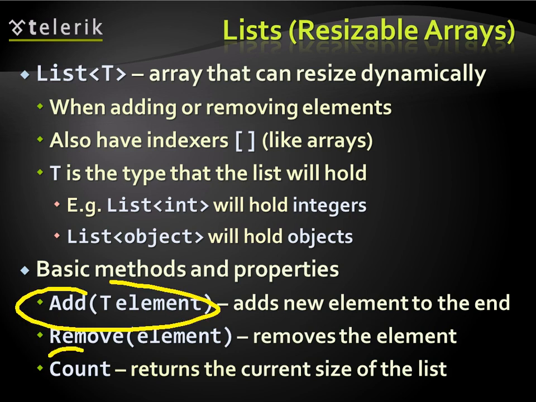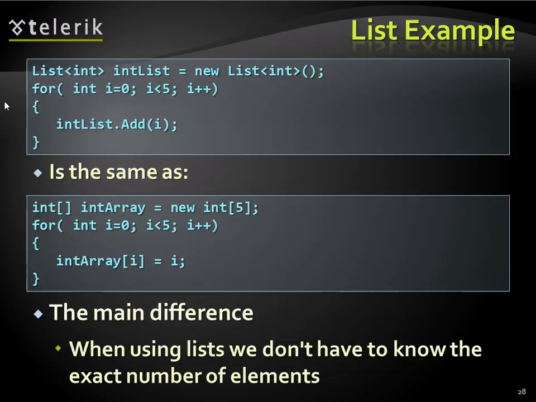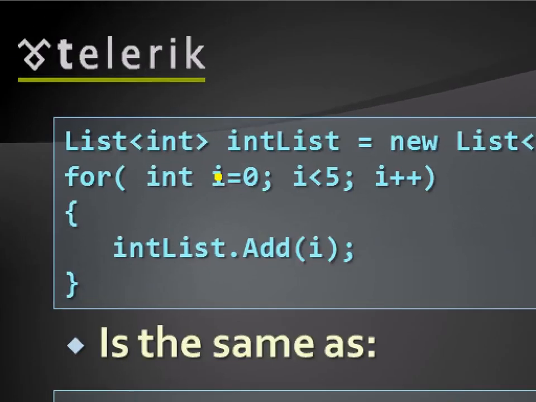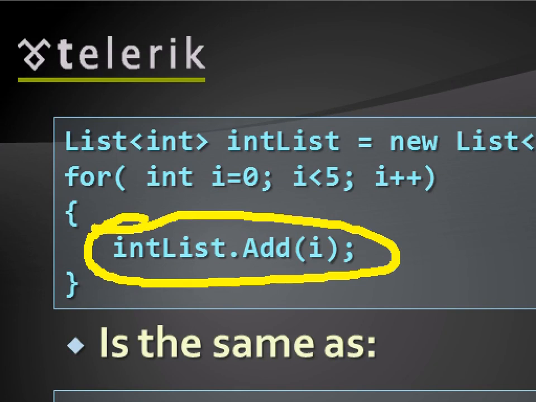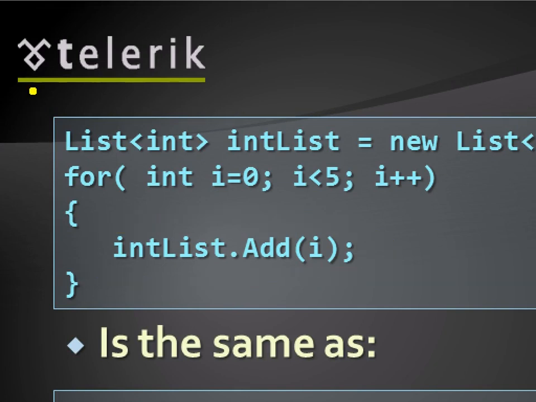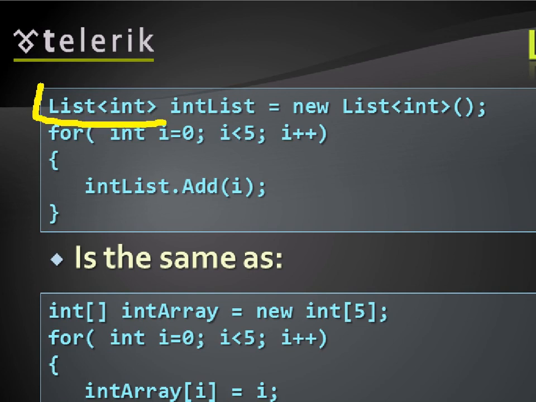Maybe add and count are the everyday used methods, but sometimes you can find some others. When you click control space, you can find other methods of list. So if we have a list, we can add five numbers this way. Just int list dot add and pass some number. How we allocate it? List of int variable equals new list of int and these brackets. These brackets call the anonymous constructor of this class, because list of int is a class.